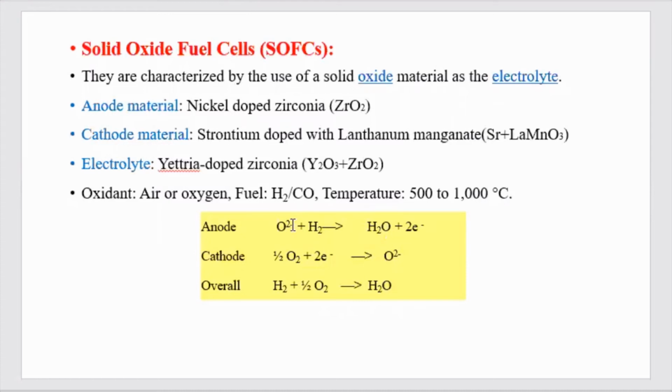The oxygen gas is reduced to O2- ions at the cathode. The O2- ions formed at the cathode react with the hydrogen gas to form water and release the electrons. In the overall reaction, these electrons will cancel, and these O2- ions will cancel. We get H2 plus half O2 gives H2O.